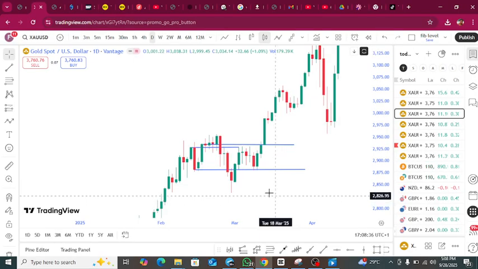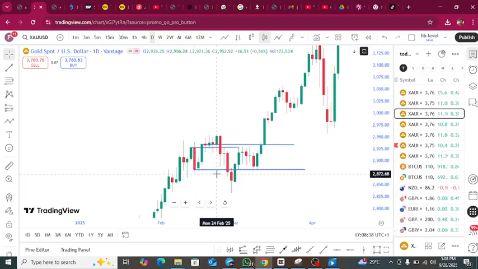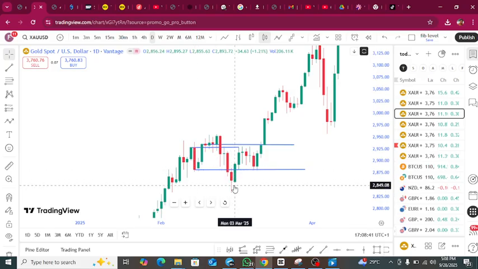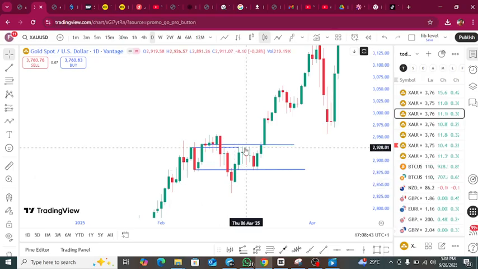Okay, so now what happens here? It created here a lower low. Okay, but then price came back, because this was a level. Price came back and respected it.